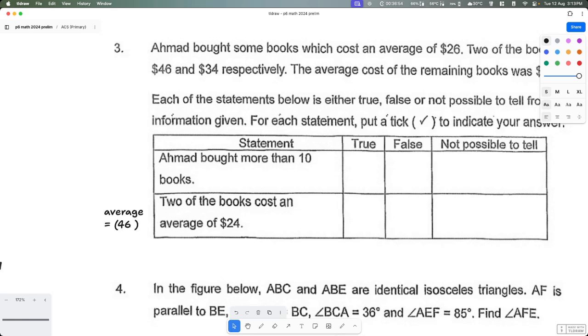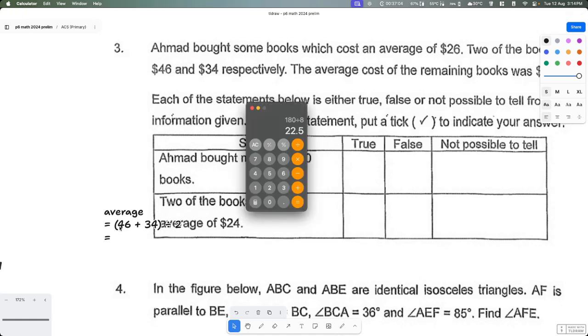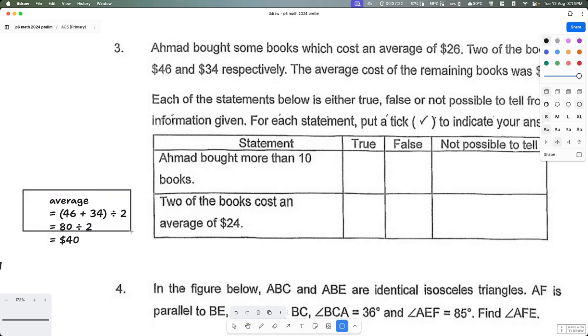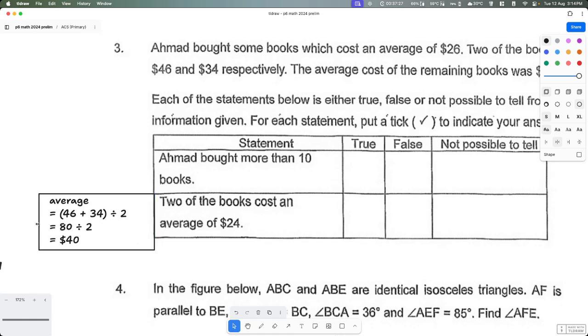46 plus 34, and then we divide it by 2, right? So 46 plus 34, we can use the calculator. 46 plus 34 is 80, and then we divide it by 2, and in this case this will be $40. So in this case the claim of the average is false, right? I'm going to draw a rectangle for this so it's easier to see, as what you see over here. So there you go, the answer to this is false.